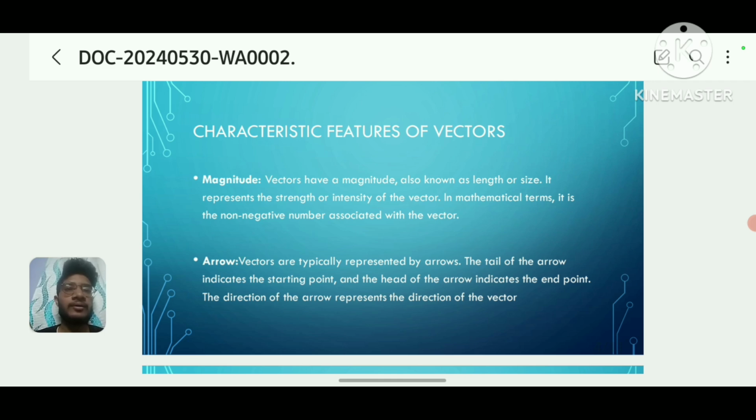Arrow. Vectors are typically represented by arrows. The tail of the arrow indicates the starting point and the head of the arrow indicates the ending point. The direction of the arrow represents the direction of the vector.